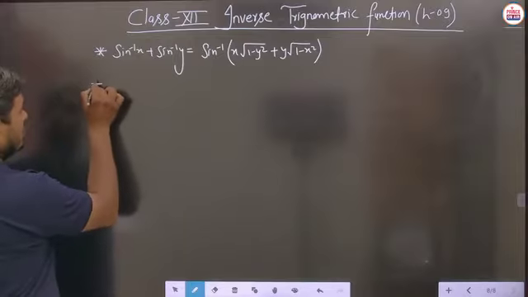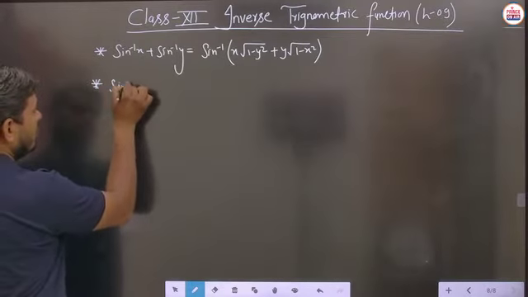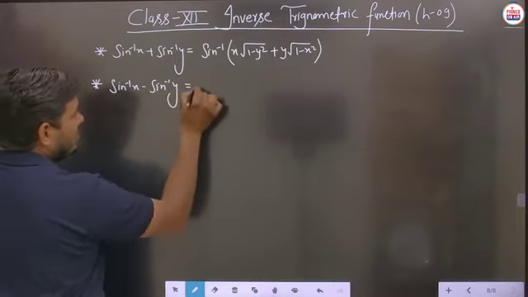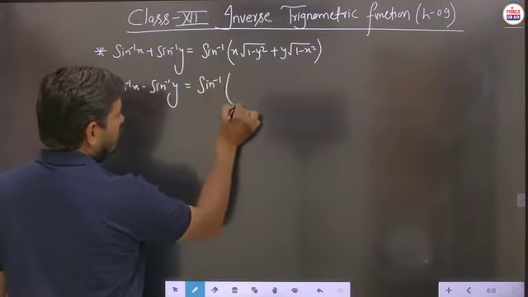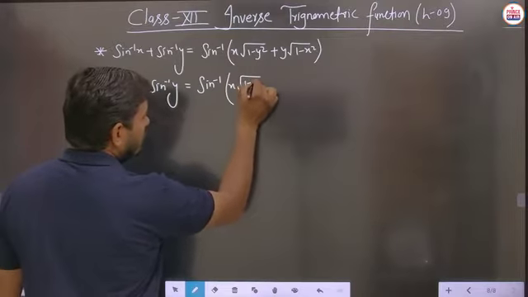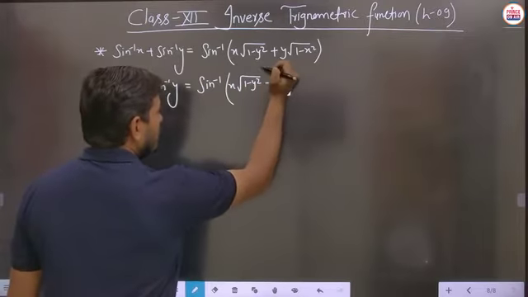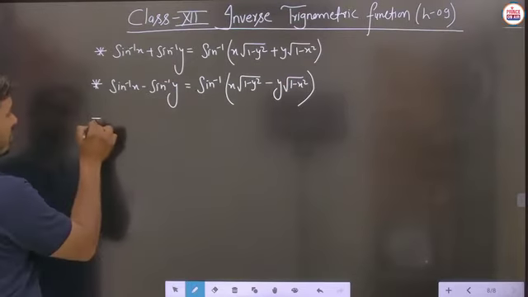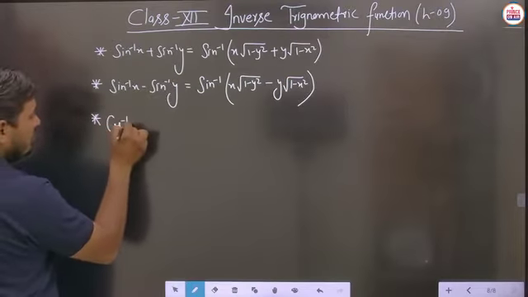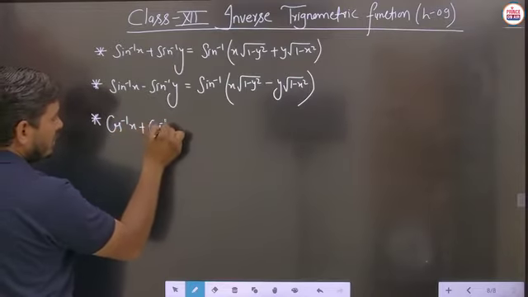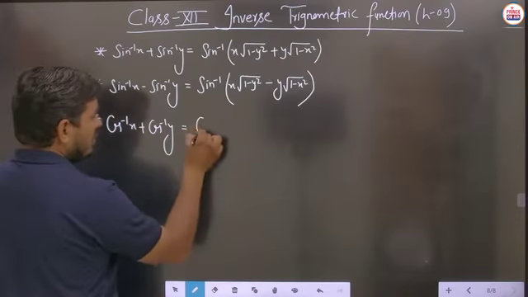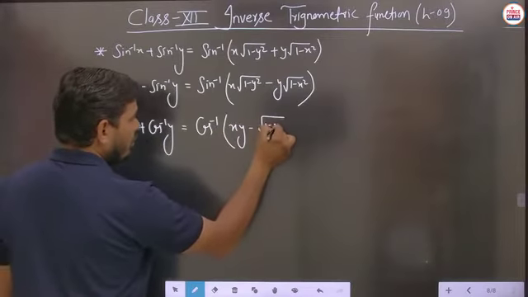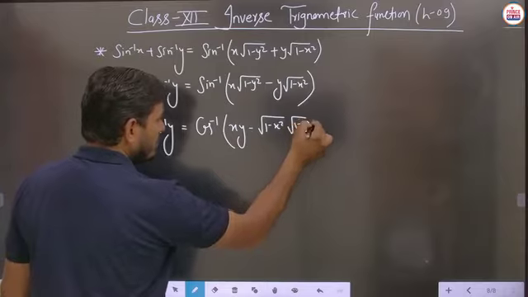Similarly, we discuss this property also, sine inverse x minus sine inverse y, where this result will be written as sine inverse of x root 1 minus y square minus y root 1 minus x square. Next, cos inverse x plus cos inverse y should be written as cos inverse xy minus under root of 1 minus x square under root of 1 minus y square.